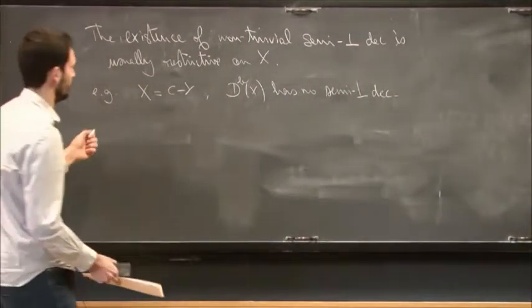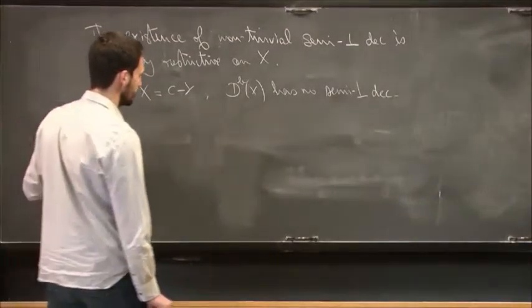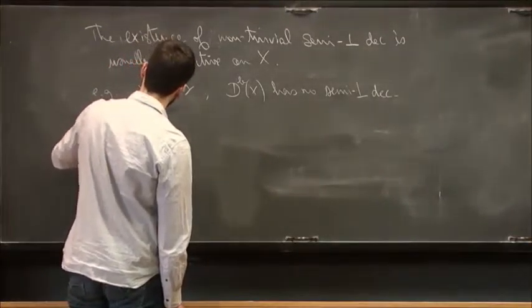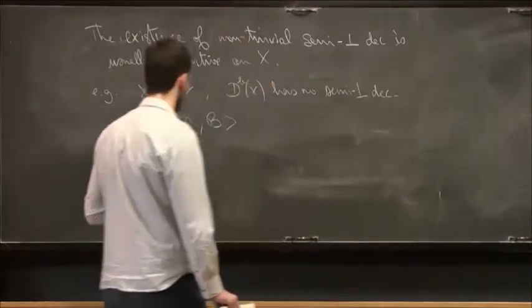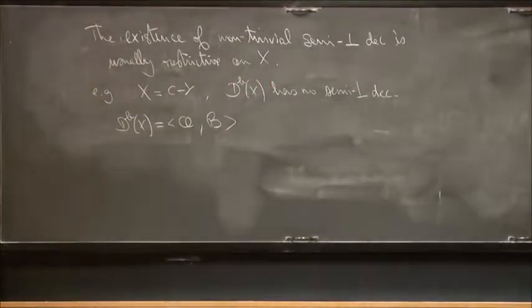Okay, why is this? Well, I think the proof is due to Bridgeland, and the proof is like this. You write dB of X as ⟨A, B⟩. So this is to give you a bit of flavor of the techniques involved.